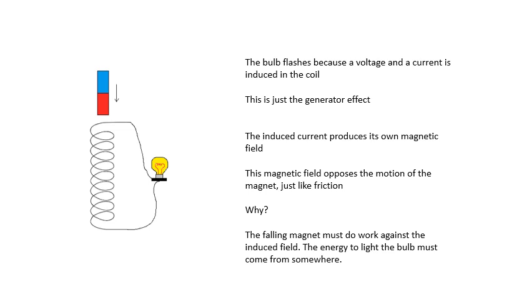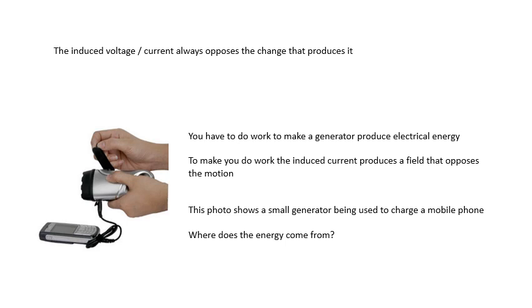Now, why does it try to slow it down? Well, basically because something has to do work. This bulb is flashing. We're getting energy from the bulb. Where is the energy coming from to light the bulb? It must be the work done by these two fields opposing each other. It's a little bit tricky, but if you remember that top sentence, the induced voltage or current always opposes the change that produces it.